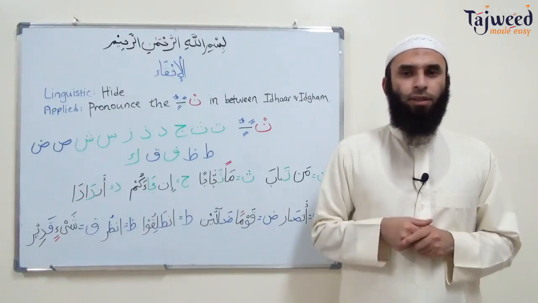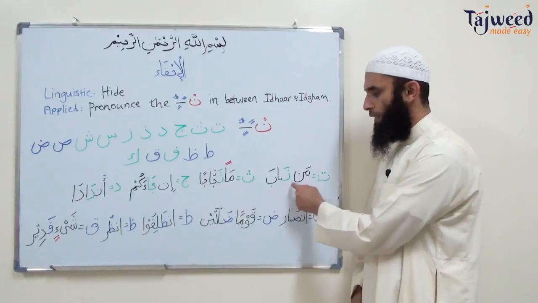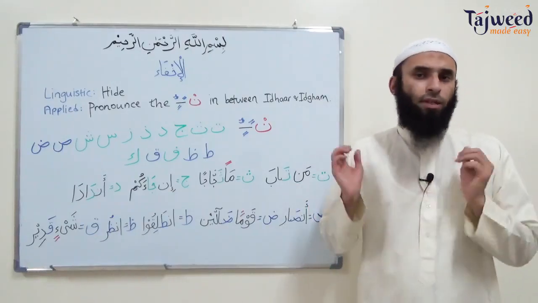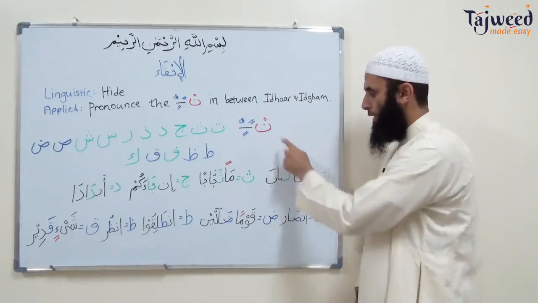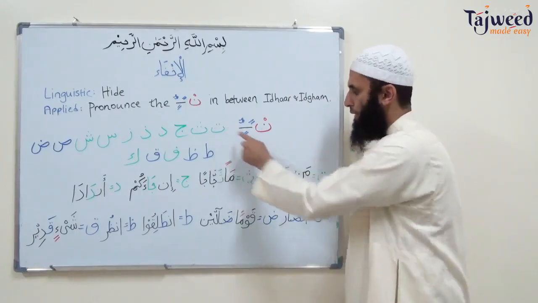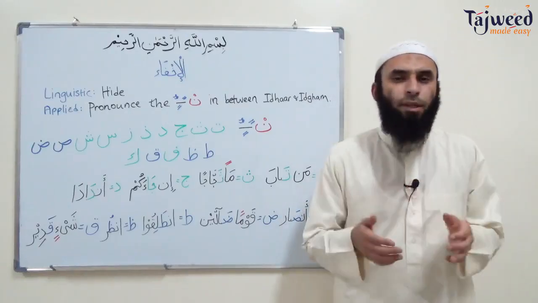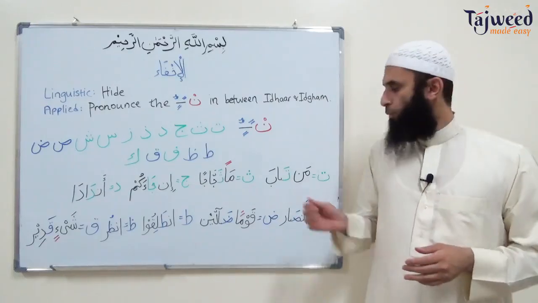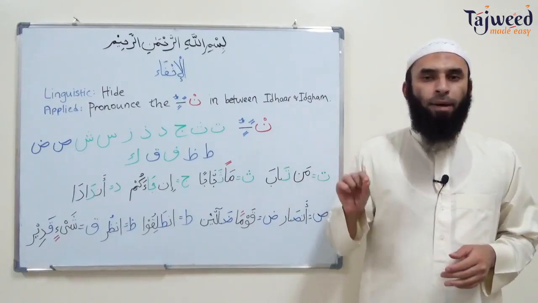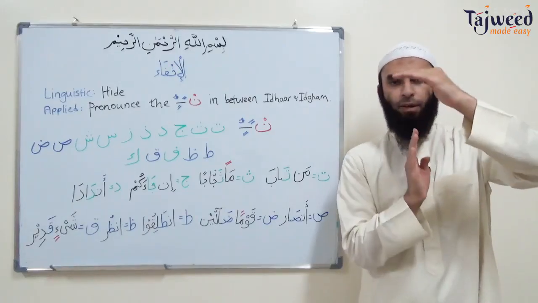What does that mean? For example, here, we have a ta. 2 words. Ikhfa can be in 2 words or 1 word. So the end of the first word ends with the nun sakina, and the beginning of the next word starts with the ta. So nun sakina meeting a ta. How do you pronounce this? So what does it mean to pronounce it in between idhar and idgham? If I pronounce this in an idhar way, it will be man taba. Man taba. I'm touching the tip of the tongue to the roof of the mouth.